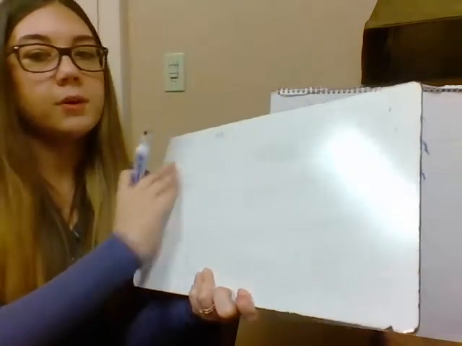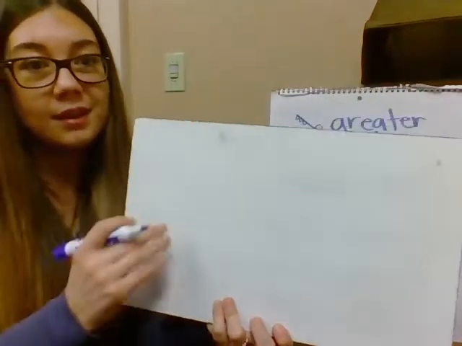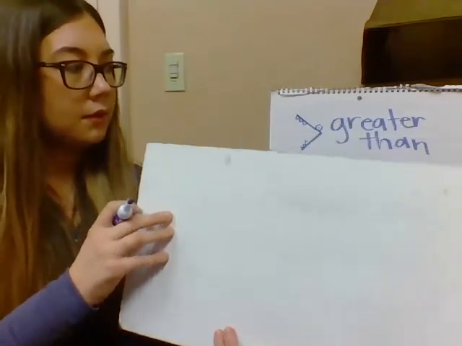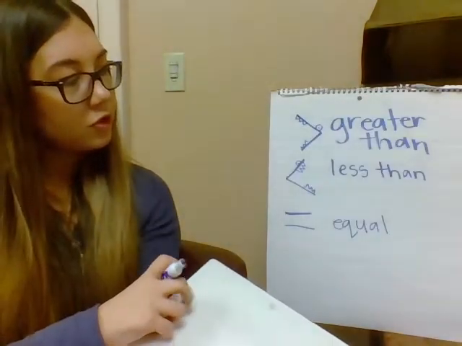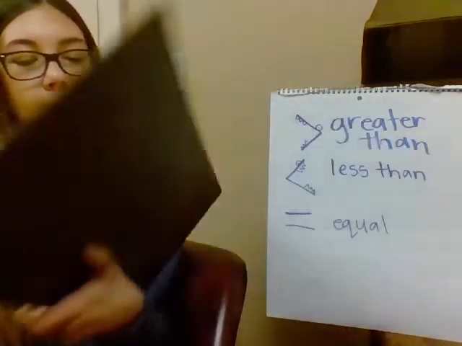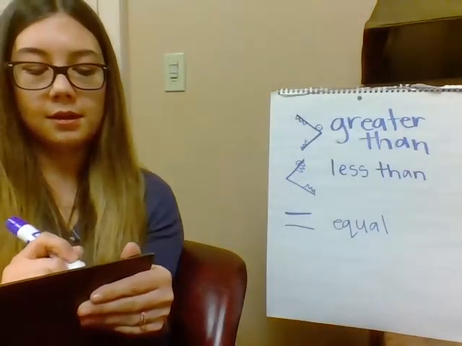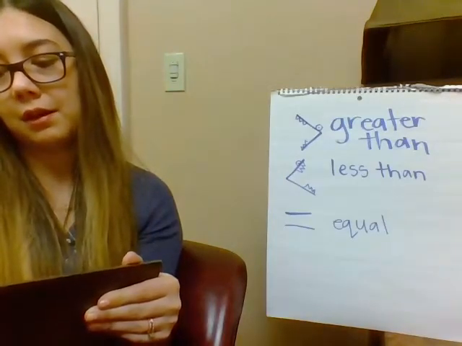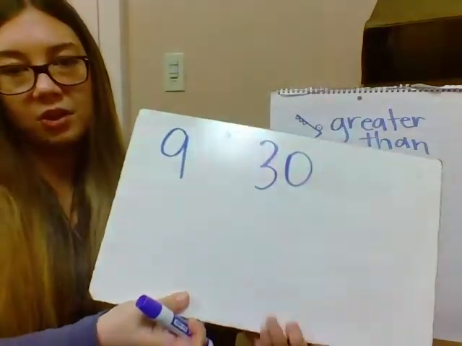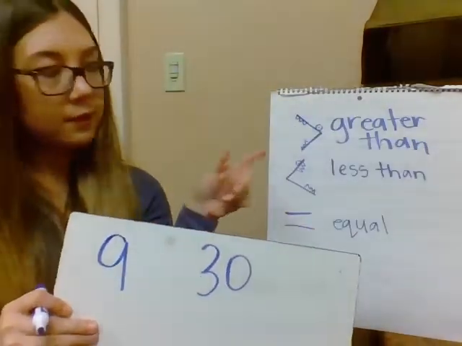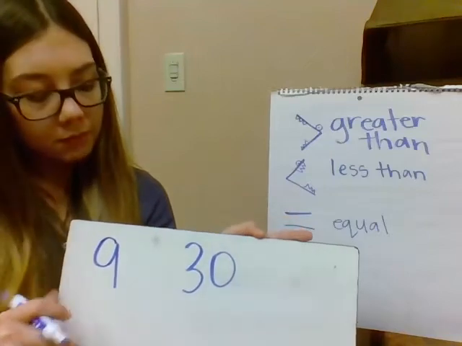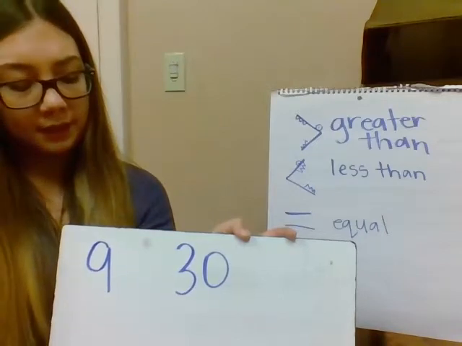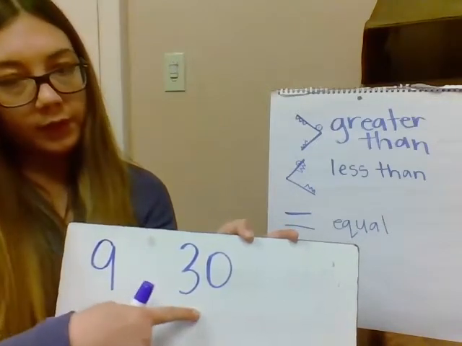Let's try a couple more. I just want to make sure that you've really, really got this, because you're going to do a worksheet in a little bit where you have to know this. So, looking at my poster, let's see, what if I had, I'm going to get crazy. Got 9 and 30. I'm going to put it down here so that you can see my poster, my anchor chart. 9 blank 30. Is 9 greater than 30?